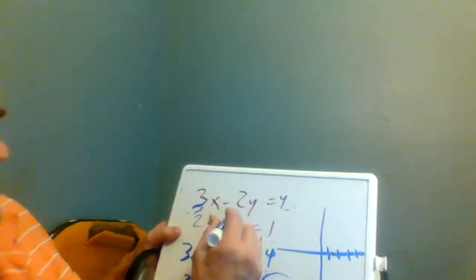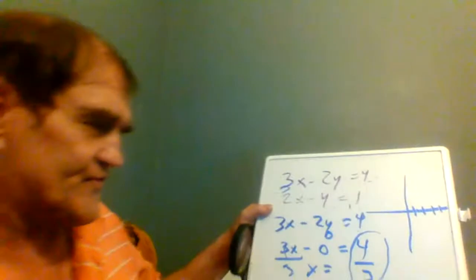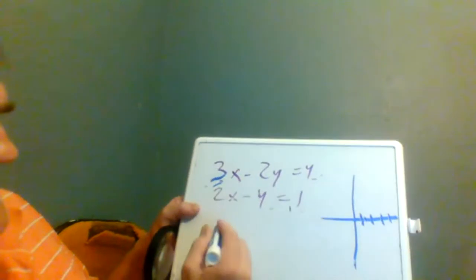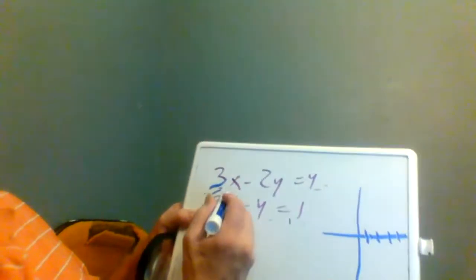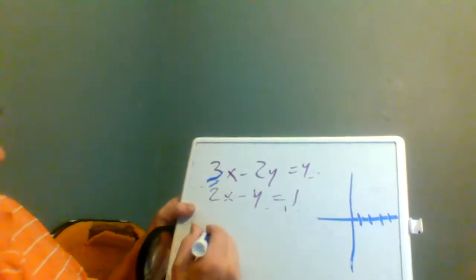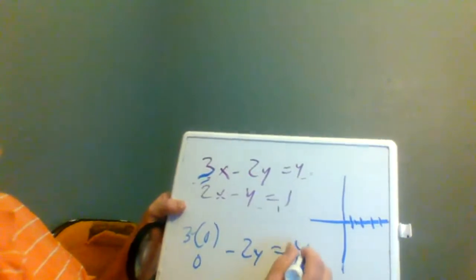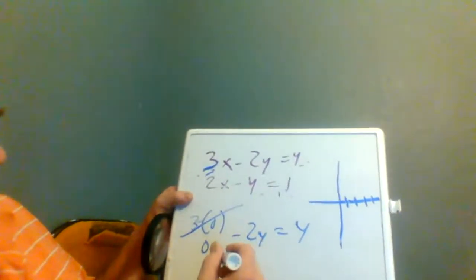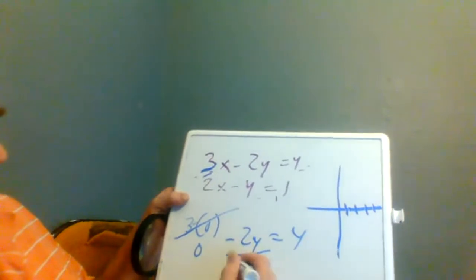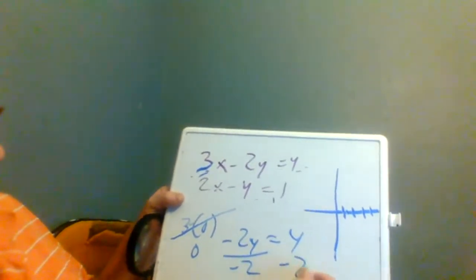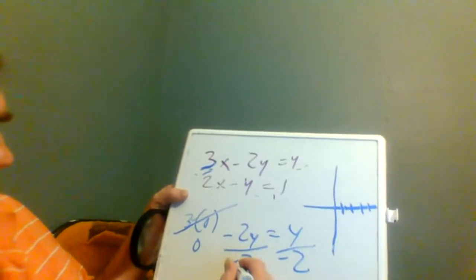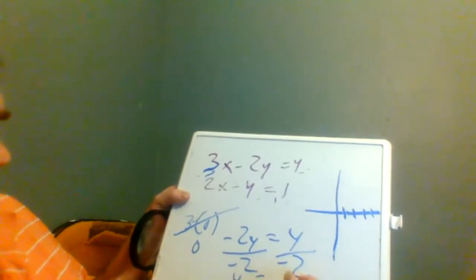And now y. What's y going to be? Well, we're going to use the same kind of formula. We're going to solve for y by taking x to be 0. So x will be 0, and 3 times 0 is 0, minus 2y is equal to 4. That takes care of that. Minus 2y equals 4, divided by negative 2. What do you get? You get y is equal to negative 2.